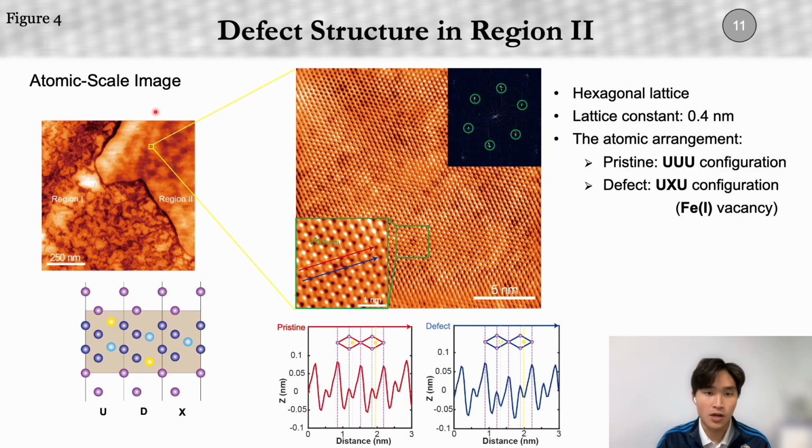And now it's the atomic scale image. The STM image in the center is measured from region 2, and it shows a lot of defect dark points, as you can see here. The fast Fourier transform shows that it is exactly a hexagonal lattice, and the lattice constant is 0.4 nanometer. We further analyzed the height line profile, and we concluded that the pristine side is of the UUU configuration, and the defect side is precisely the Fe1 vacancy.